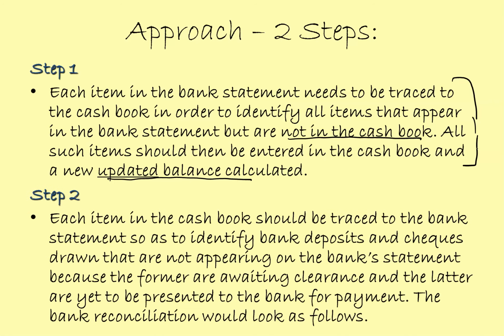And then step number 2, each item in the cash book should be traced to the bank statement, so as to identify bank deposits and checks drawn that are not appearing in the bank statement, because the former are waiting clearance and the latter are yet to be presented to the bank for payment. The bank reconciliation would look as follows. So this is just a little example of what it might look like.